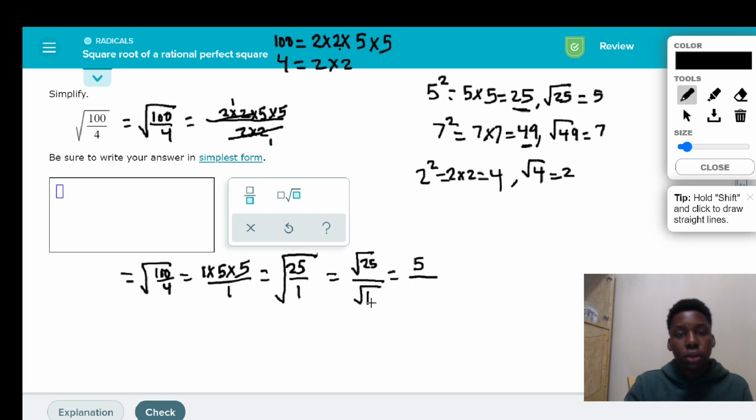And then for 1, whenever you find anything to do with 1, it stays 1. 1 to the power of 5 million equals 1, 1 to the power of 2 equals 1. So the square root of 1 is still 1, because 1 remains the same. So it's 5 divided by 1, which equals 5. Let's check that out. 5.